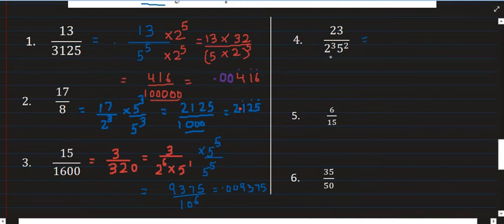For the next one, it's already in the prime factored form. What we will do is make the powers of 2 and 5 the same. So it's 2 with the power 3, 5 with the power 2. We will multiply numerator and denominator by 5. 23 times 5 is 115, and 5 times 2 is 10, so the denominator will be 10 raised to the power 3. So it will be 0.115.